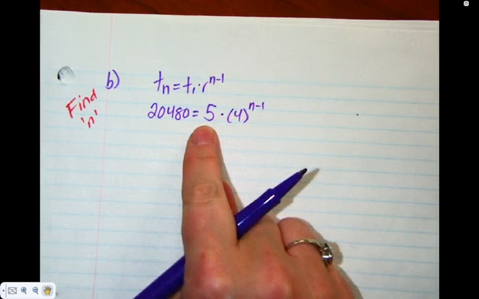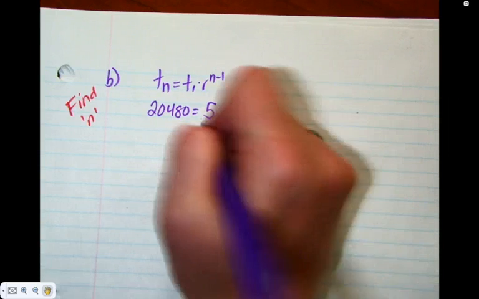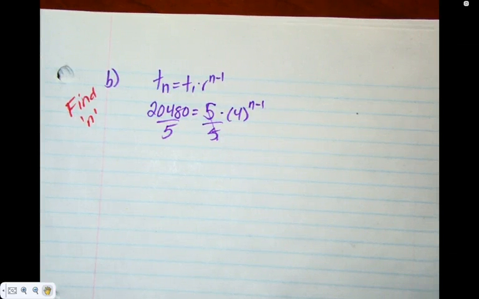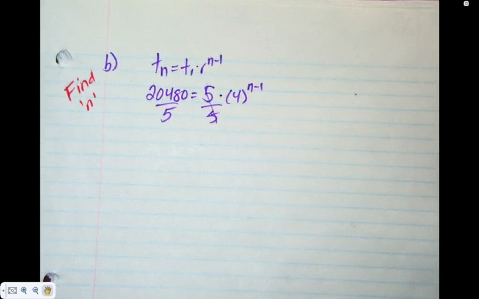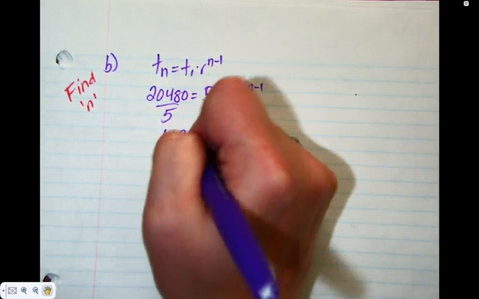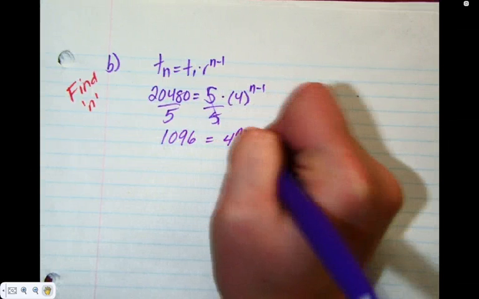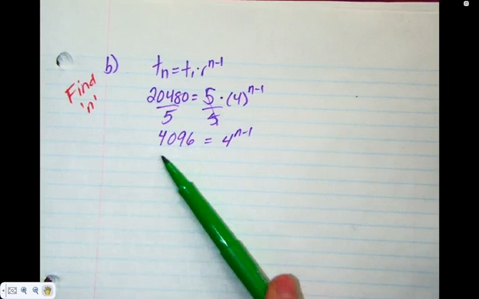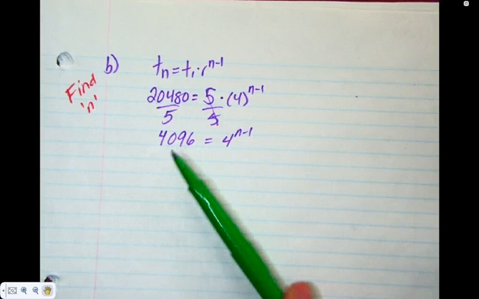How do we get rid of a multiplication by 5? $4,096 is the offer. Confirm. Questions so far? The next step is a little bit of guess and check, just a little bit. What I want to know is 4 to the what equals 4,096.